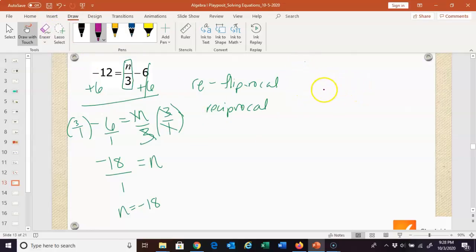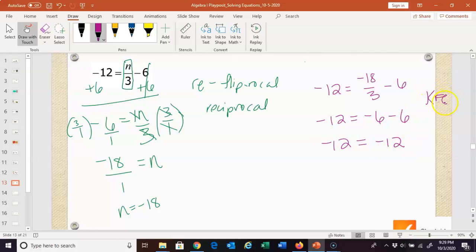So over here, we're going to do the check. I'm going to plug in negative 18 for n. All right, so negative 18 divided by 3 is negative 6. Bring down the negative 6. And on the right, we do have negative 12. Remember that KFC trick? Keep, flip, change. Negative 6 plus negative 6 is negative 12. It checks out.